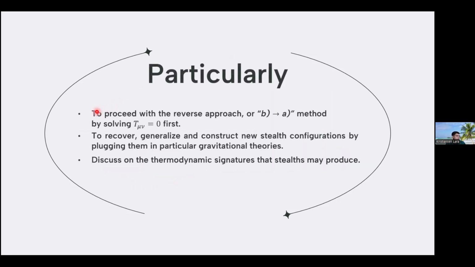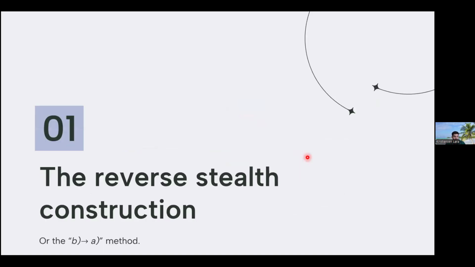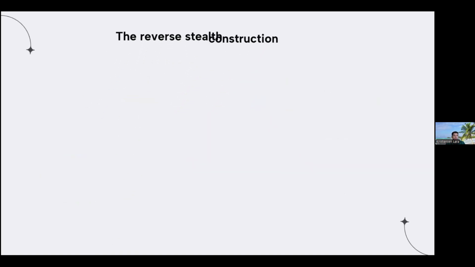And particularly, we are going to proceed with the reverse approach or B2E method by solving T_μν first. Then we're going to recover, generalize, and construct new stealth configurations by plugging them in particular gravitational theories and discuss the thermodynamic signatures that stealths may produce. This is the table of contents, so let me start. So the reverse stealth construction or the B2E method.